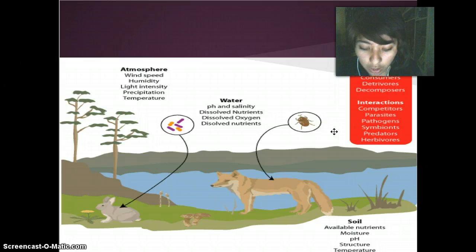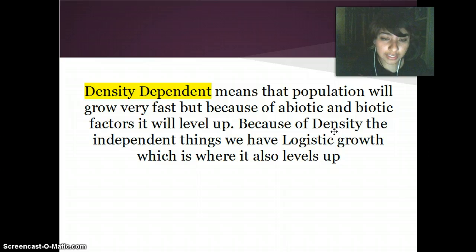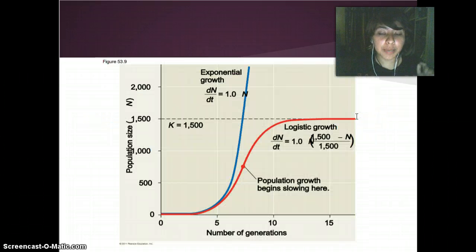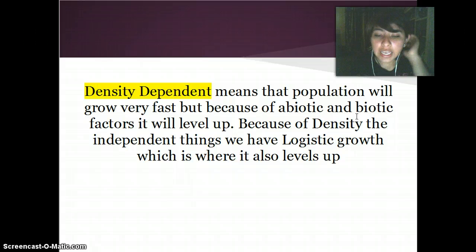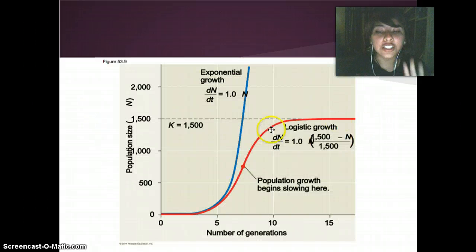For the beginning of this, I'm trying to explain to you how cell activities are affected by interactions with biotic and abiotic factors, such as cell density. I want to start off with density dependent, meaning that the population will grow very fast because of biotic and abiotic factors. It will level off because of the density of things, so we have logistic growth, and the population growth begins slowing here.